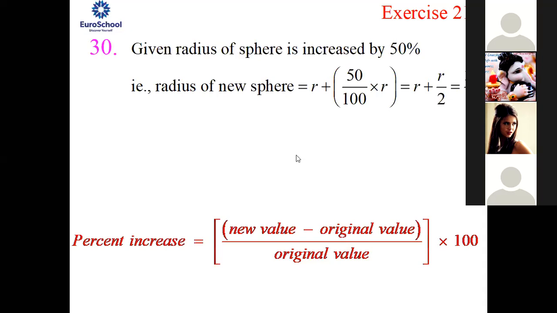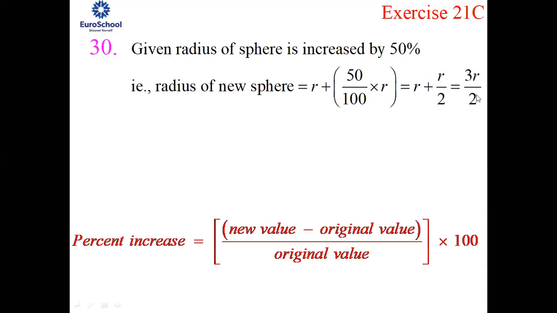Initially, the radius of the sphere was r, and now it is being increased by 50%, in the sense the initial r plus 50% of r. So 50% is nothing but 50 upon 100. What is 50 upon 100? It is nothing but 1 upon 2 when you cancel it. So this is nothing but r plus r upon 2, so you end up with 3r by 2. This is the radius of the new sphere, and the radius of the initial sphere was r.